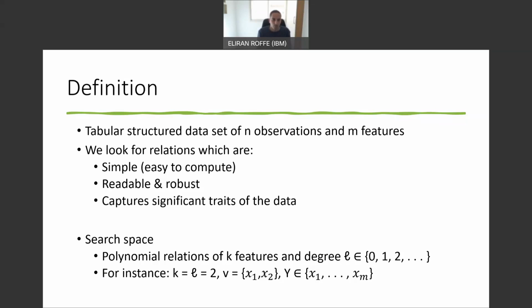Therefore, we decided on a search space, which is polynomial relations. We also defined two variables, which are k and L. K is the number of features which will participate in the relation, not including the target feature. The target feature is also a feature in the data set. We marked it as y, and k other features will be source features for the relation. You will see it in the next slide. And we also define the degree L, which is the maximal degree of the polynomial relation that we will create.